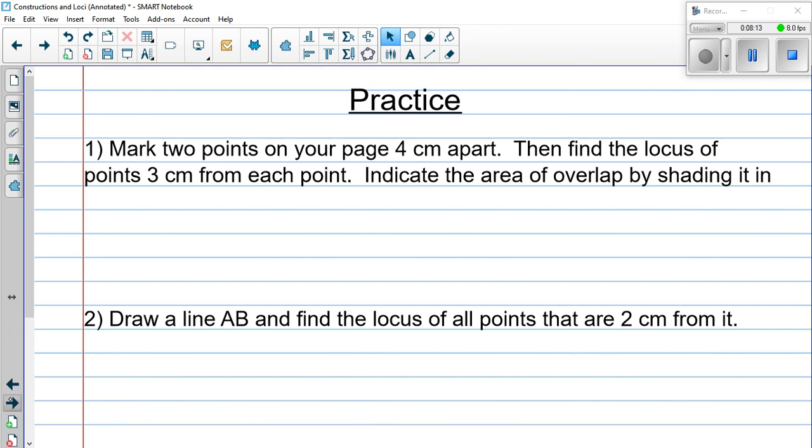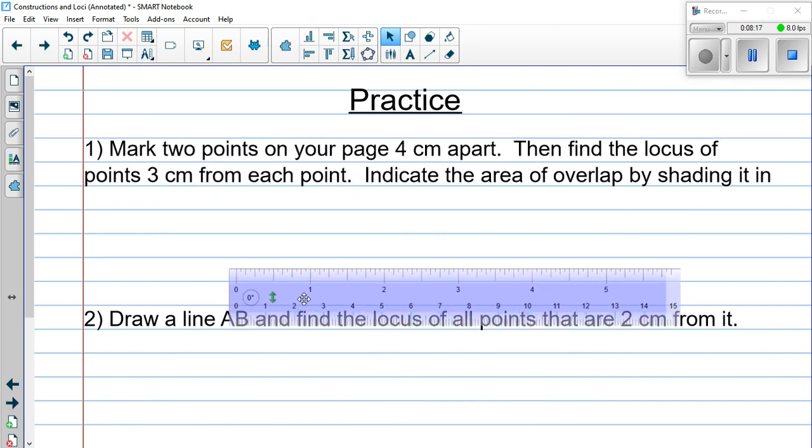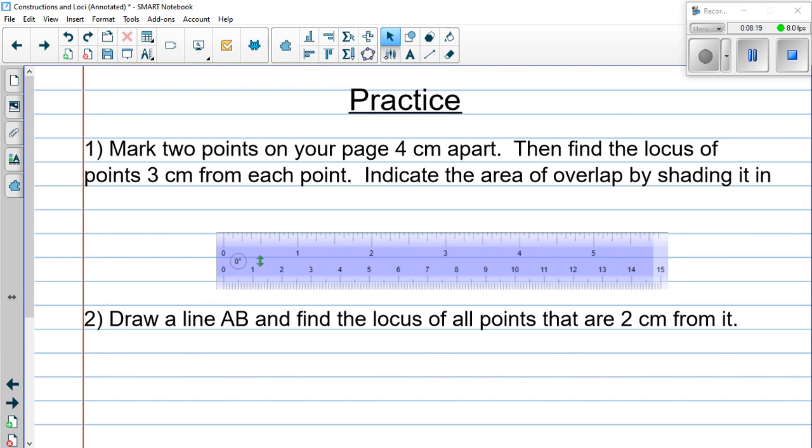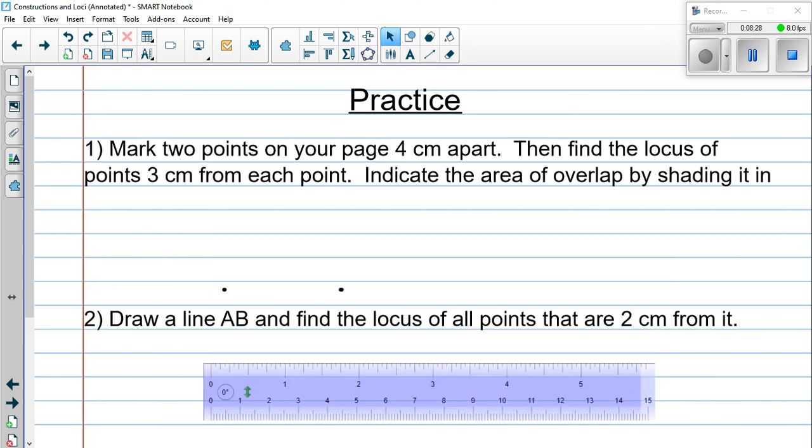Right. So let's look at question 1. It says that we're going to mark 2 points that are 4 centimeters apart on our page. So that means we have 1 point here, another point here. Right? So we've marked it 4 centimeters apart. Find the locus of the points 3 centimeters from each point. Indicate the area of overlap by shading it in.